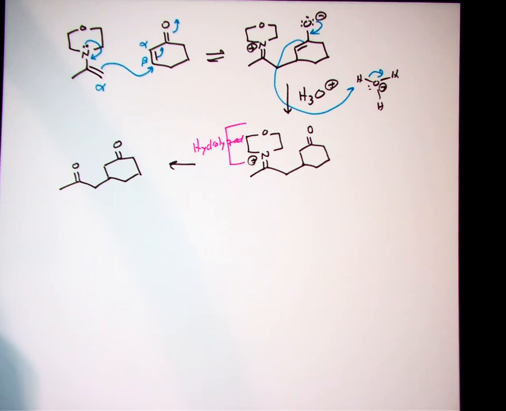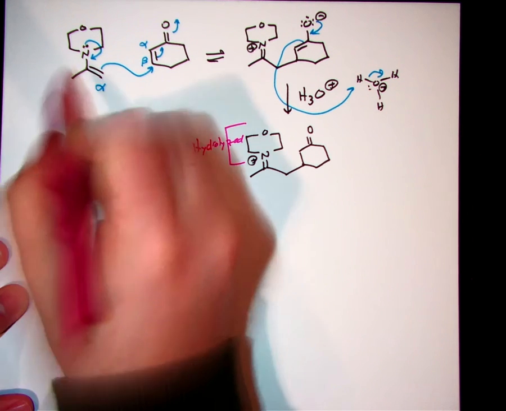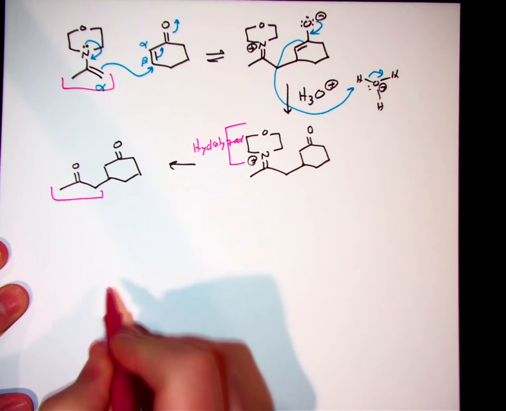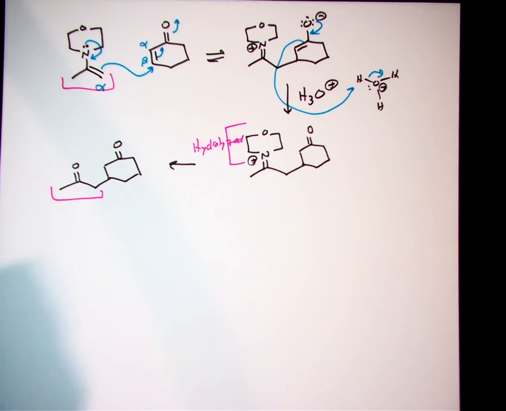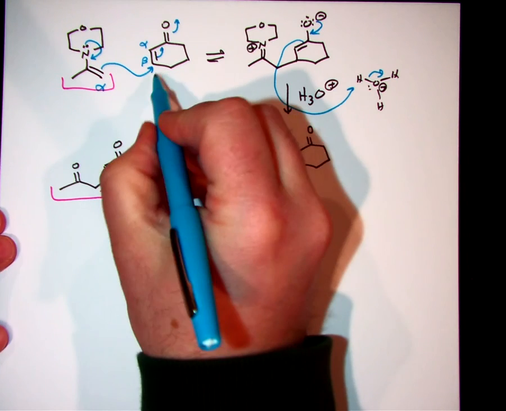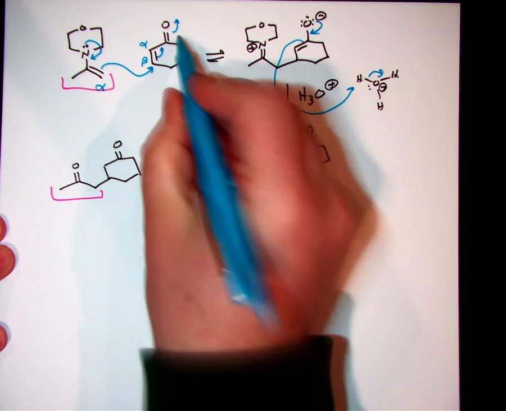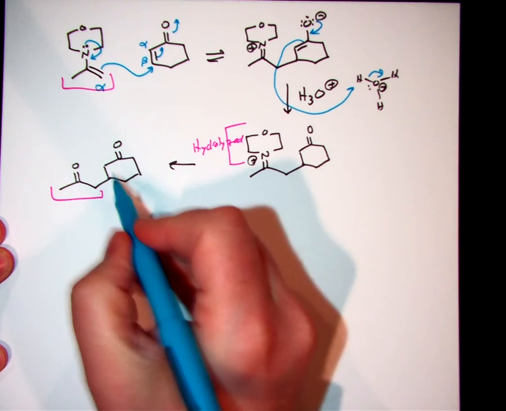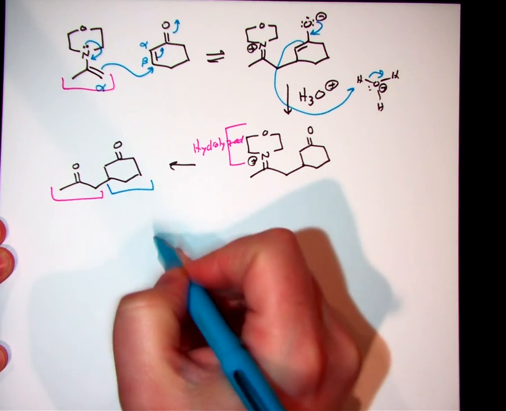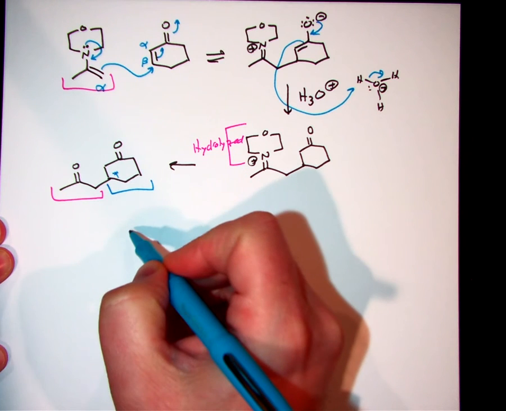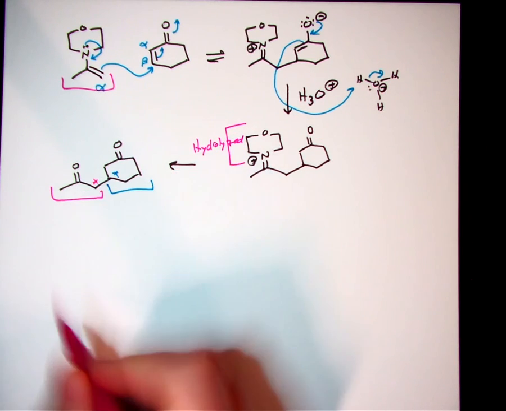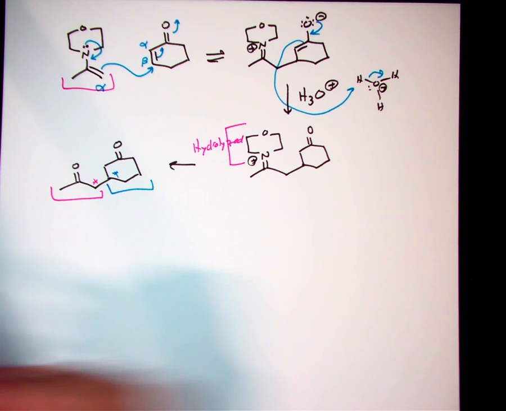And we can track all of the carbons from our starting material. This is the portion from our enamine. That's right here. And then the ring system and that carbonyl are from our alpha-beta unsaturated ketone, and that's what we have here. There's the beta position that we ended up attacking. Here's the alpha position that acted as a nucleophile at the beginning.